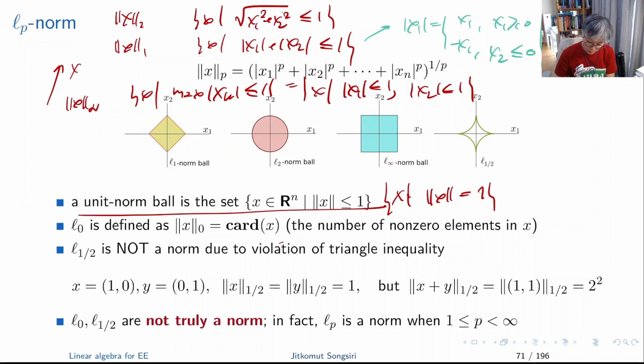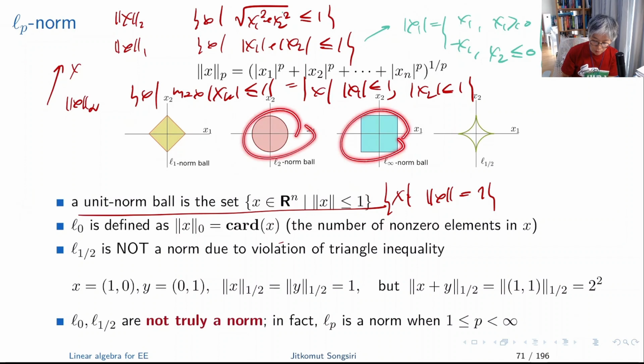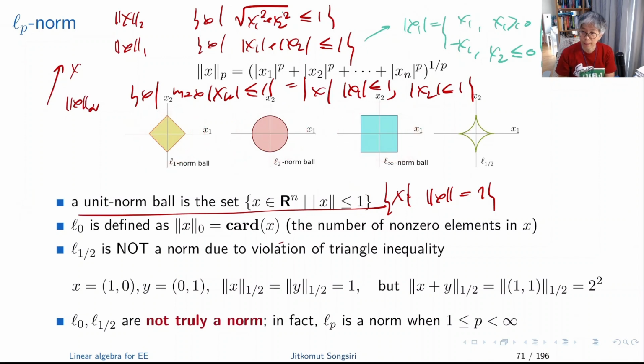A related question is very related to the concept of convexity of a function, convexity of a set. If I mention this real quick, you would see that all these sets have a convex shape, and that's because the L1 norm, L2 norm, and L infinity norm are norms. But this set is not a convex set, because we will show shortly that the L1/2 is not actually a norm.